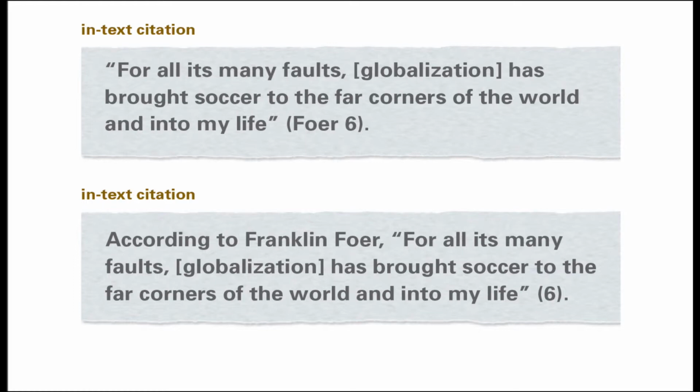In the second example, the author is identified in the text, so only the page number of the original source on the works cited page needs to be included in a parenthetical citation. This method of in-text citation is often preferable to the parenthetical citation with the author and the page number. It's less intrusive, and it achieves its purpose, to allow a reader to find the original reference entry in the works cited page.